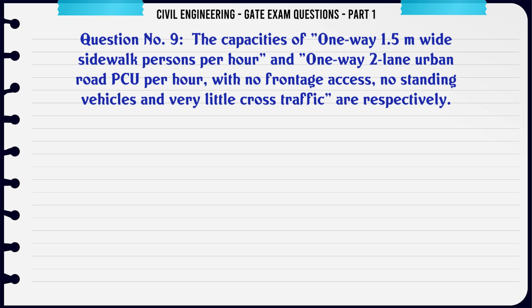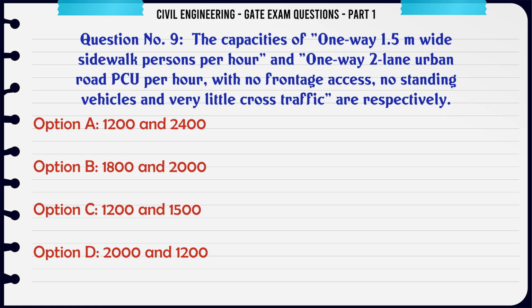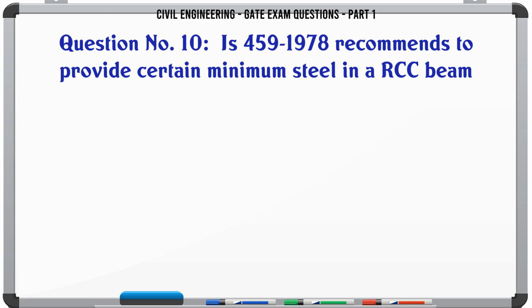The capacities of a one-way 1.5 m wide sidewalk in persons per hour, and a one-way two-lane urban road in PCU per hour, with no frontage access, no standing vehicles and very little cross traffic, are respectively: a. 1,200 and 2,400, b. 1,800 and 2,000, c. 1,200 and 1,500, d. 2,000 and 1,200. The correct answer is 1,200 and 2,400.